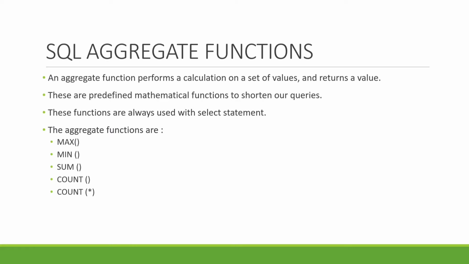Suppose there is a table of data in which there is a column or field of marks, and there are a lot of records in that table of different students scoring different marks, okay, and you want to find out which student is actually getting the maximum marks in that table. You can do it easily in a very short query using the aggregate function max. Similarly, all the other aggregate functions can also be used with their respective functionality. So the aggregate functions are actually predefined mathematical functions used to shorten our queries.